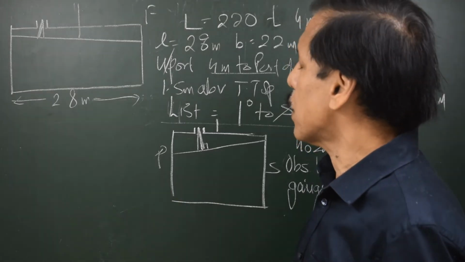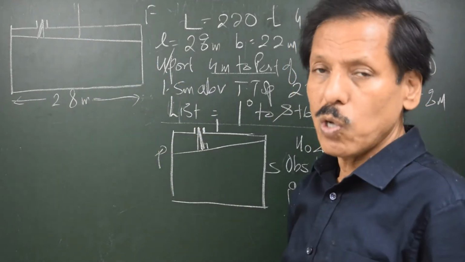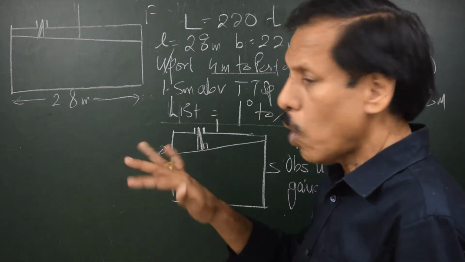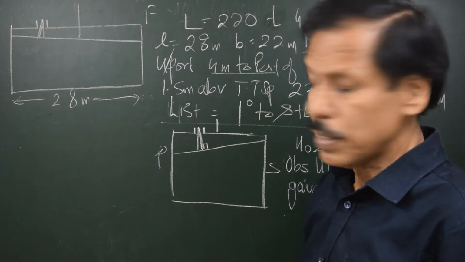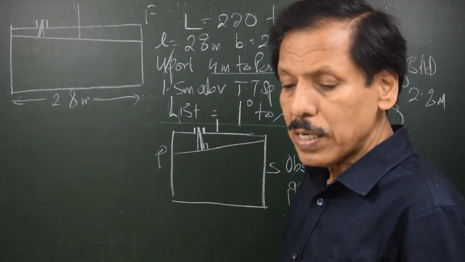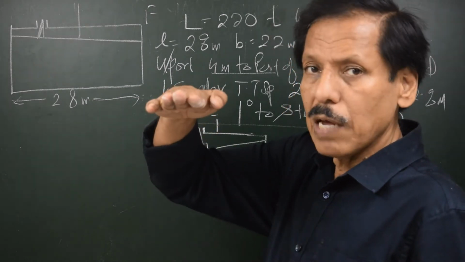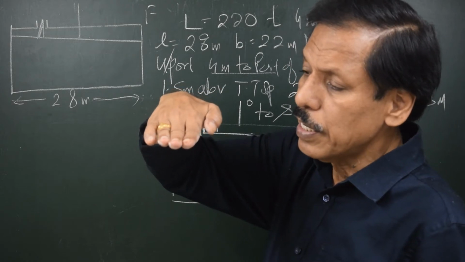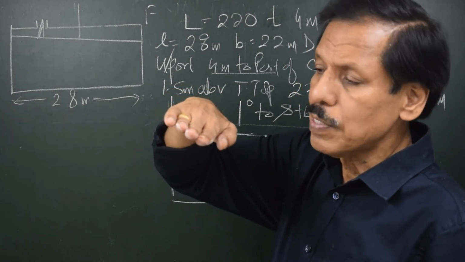Please understand that this liquid is not only trimmed by stern, it is also tilted in the transverse direction. So we have to understand that this level, if you can see this level, is not only tilted like this, it is tilted sideways also, transversely also.